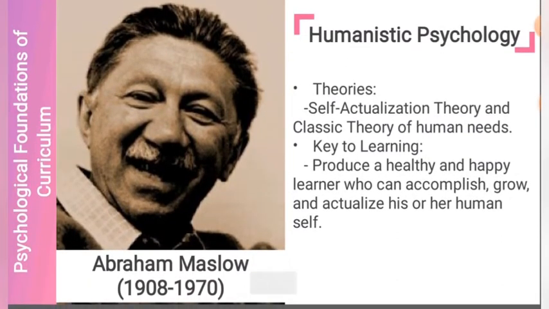Next, founder of psychological curriculum on humanistic psychology is Abraham Maslow. He proposed the theory of self-actualization and classic theory of human needs. That implies that a child whose basic needs are not met will not be interested in acquiring knowledge of the world, and he put importance to human emotions based on love and trust. He believed that a healthy and happy learner can accomplish, grow, and actualize his or her human self.